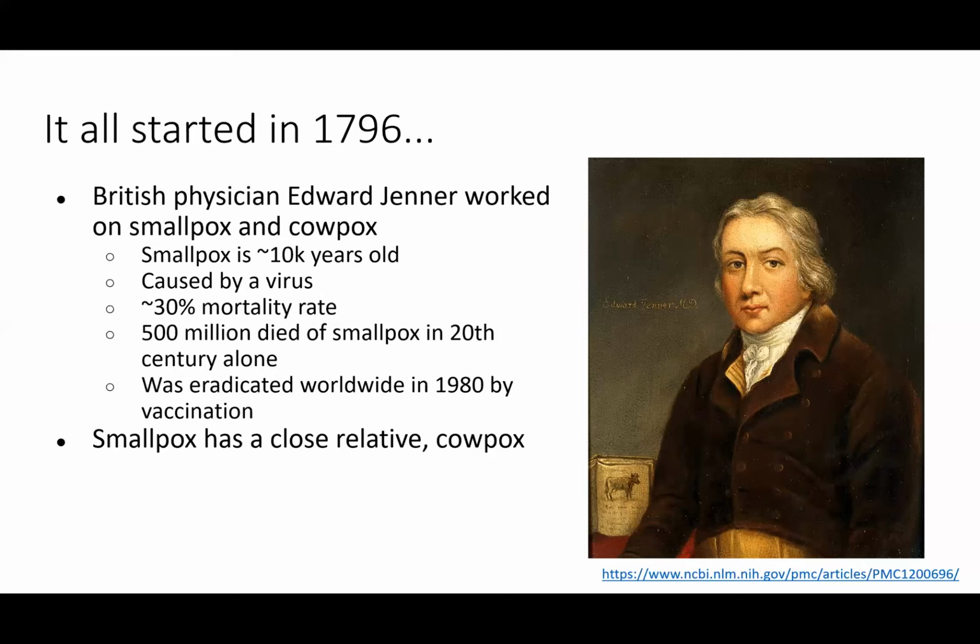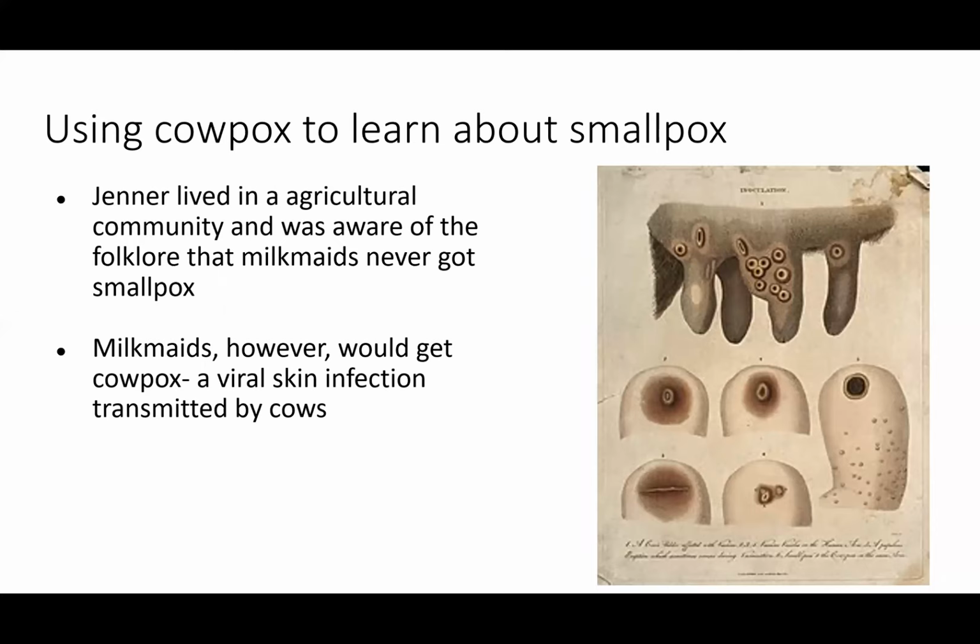That being said, Edward Jenner did work on smallpox, and he worked on a close relative of smallpox called cowpox. He used cowpox to understand how smallpox worked. Cowpox was a viral infection that occurred first on cows and then spread to humans, causing little pustules to form on the udders and eventually the hands of milkers. And as you will see, this is pretty much what smallpox looks like when it infects a human.